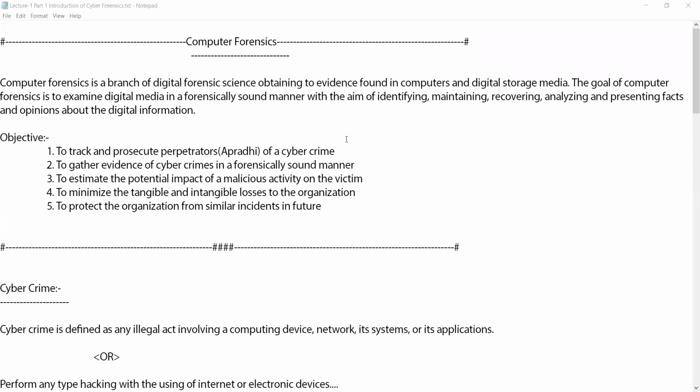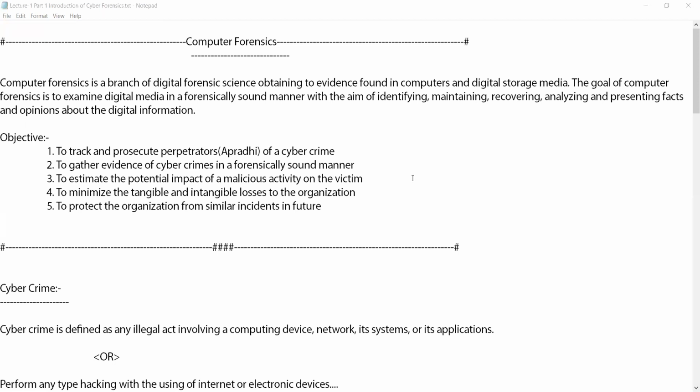If we talk about the aim, the aim is to identify the evidence, identify the clues in that particular evidence file, maintain the integrity of that evidence, recover the data from that image file, analyze the data and find out the culprit's activities, and present the facts in court, and discuss opinion about that digital information with your colleagues. So these are all the things involved in computer forensics.